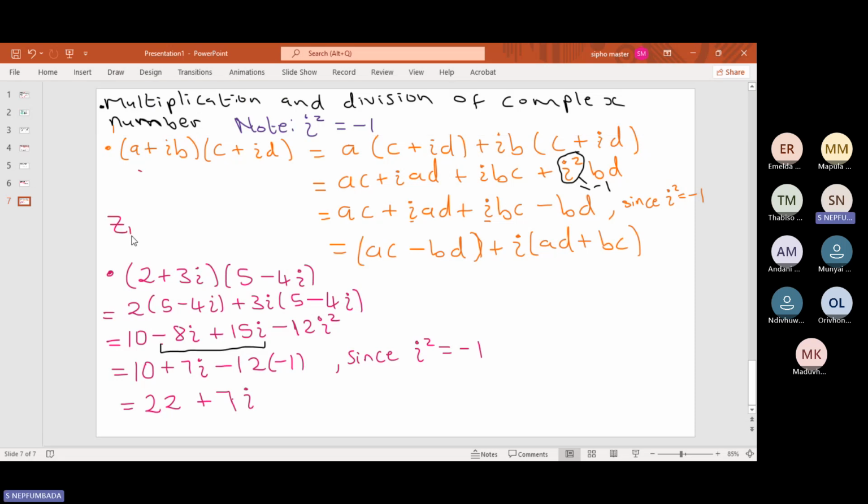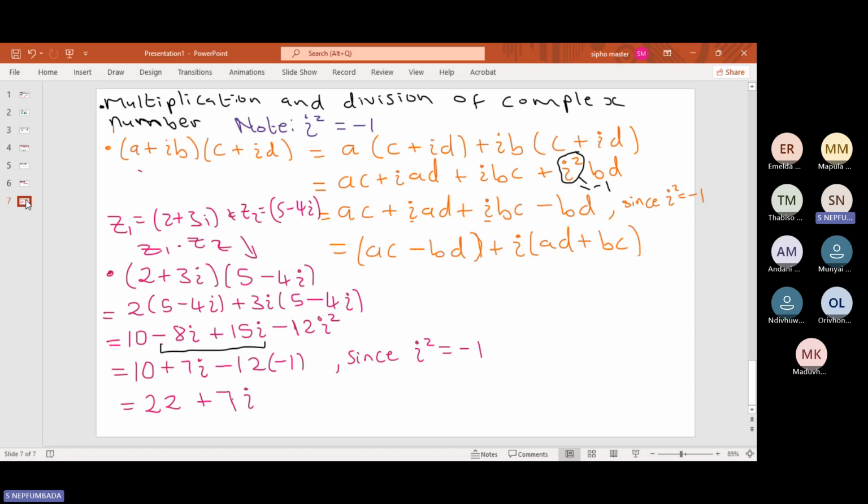Let's say you were given that Z1 is equals to 2 plus 3i, and Z2 is equals to 5 minus 4i, and they say find Z1 times Z2. So here is the solution. Are we fine? Where this is Z1 and where this is Z2, we just substitute, then we remove the brackets. Are we still together? Yes, sir.